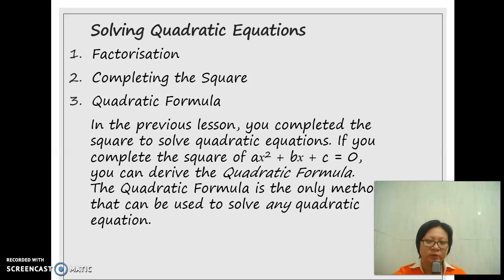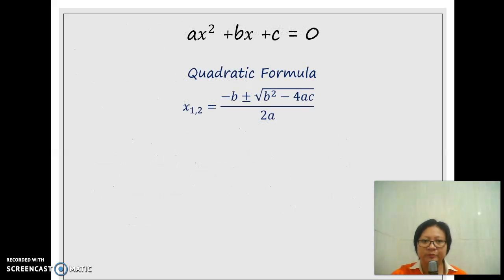Where is this quadratic formula coming from? This quadratic formula is coming from the process of completing the square. Later, we are going to learn how to derive the quadratic formula from the process of completing the square.